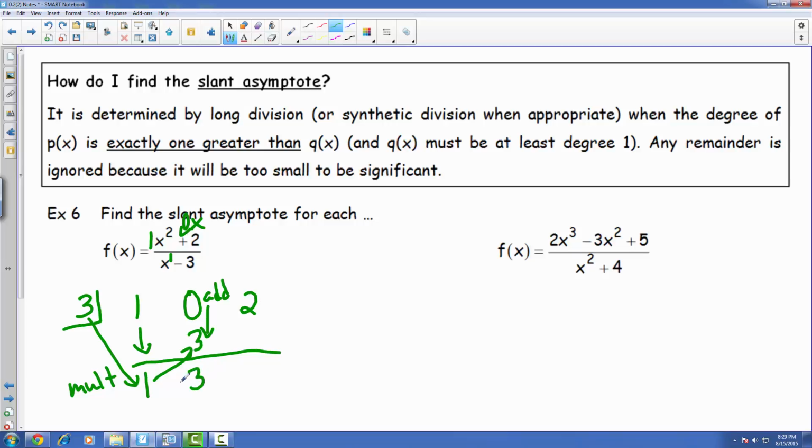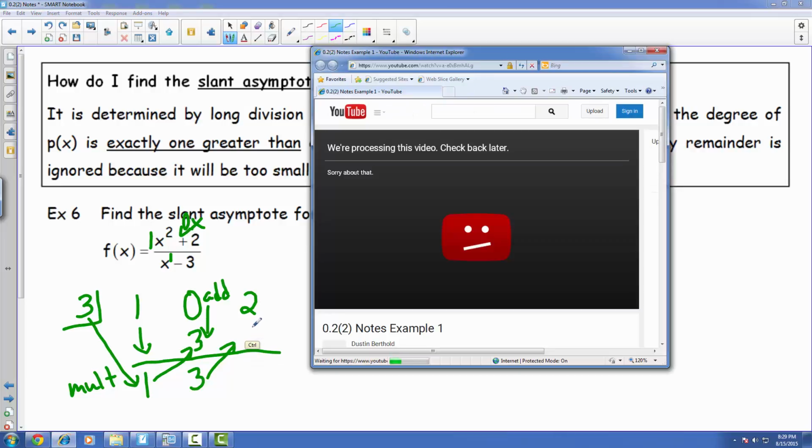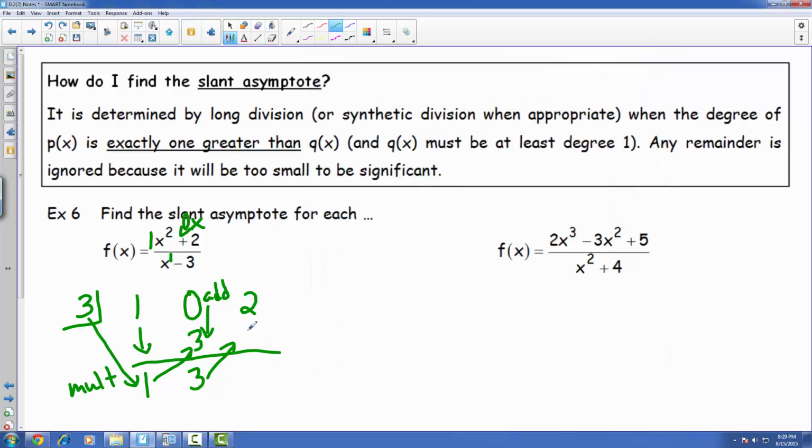And then you pretty much just repeat the exact same process over again. So we multiply 3 times 3. That gives us 9. We place it right under the next number. Now we have 2 plus 9. Again, you just keep adding going down. And that's 11.